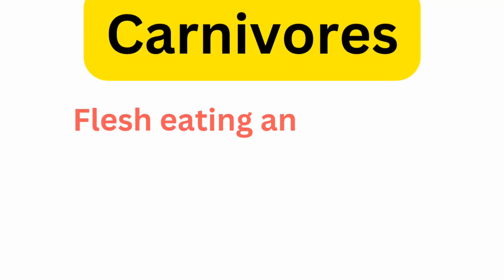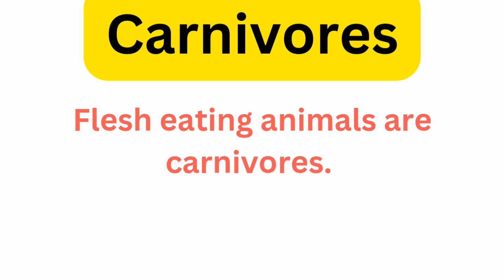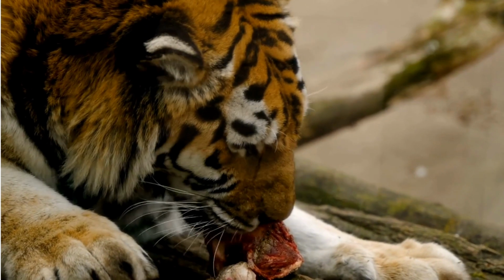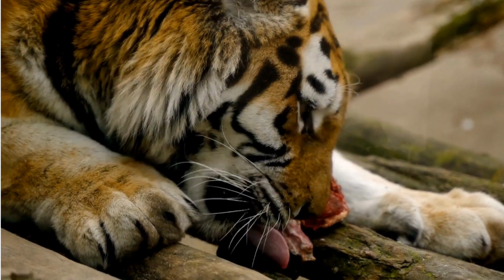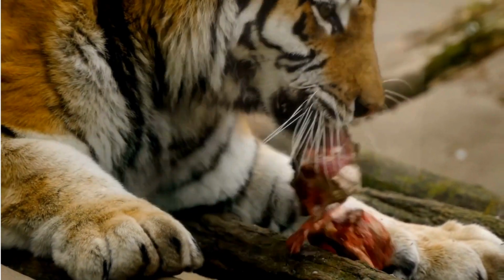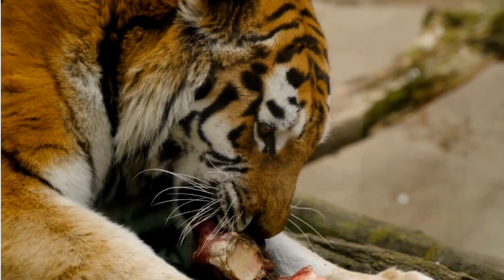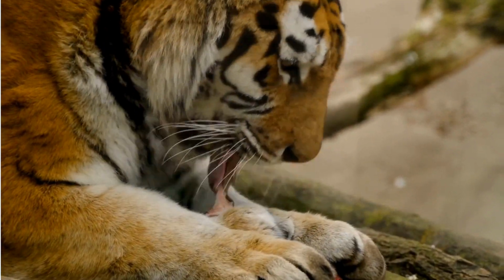The animals which feed on the flesh of other animals for their survival are called carnivores. They have sharp and strong claws in their feet, which help to catch other animals. Sharp and long teeth are used to bite them to kill them.